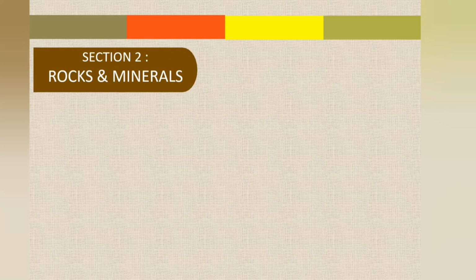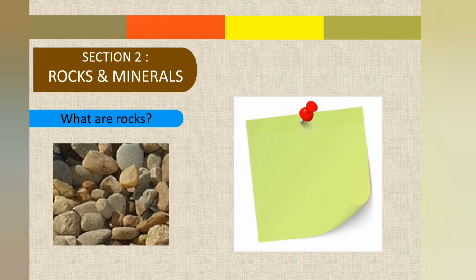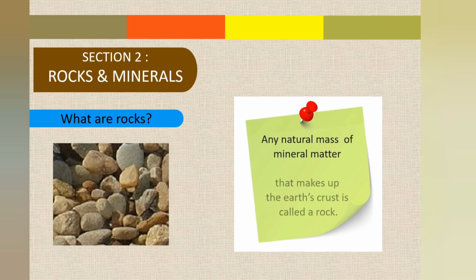The second section is rocks and minerals. Now what exactly are rocks? This is the definition of the rock which we need to remember. Any natural mass of mineral matter that makes up the earth's crust is called a rock. So it's a natural thing, and this natural thing has minerals in it. So rocks contain minerals, and the crust region is actually made up of so many different kinds of rocks.